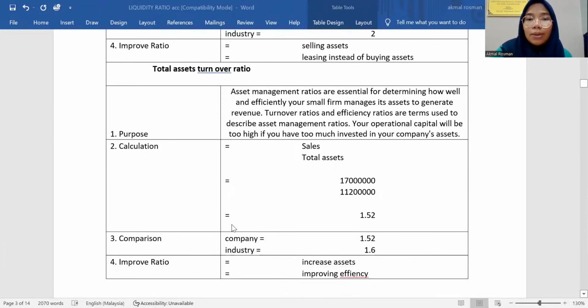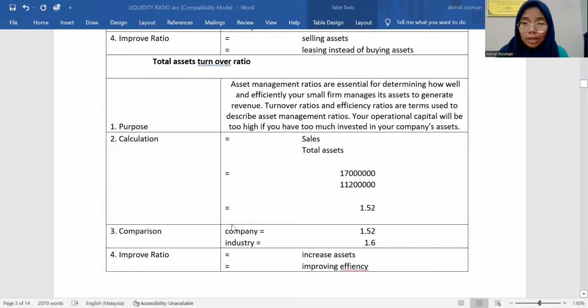The purpose is asset management ratios are essential for determining how well and efficiently your small firm manages its assets to generate revenue. Turnover ratios and efficiency ratios are terms used to describe asset management ratios. Your operational capital will be too high if you have too much invested in your company's assets. So to calculate this one, we need to do sales divided by total asset, which is, as you can see, 70 million divided by 11.2 million, and Hikmabati got 1.52.